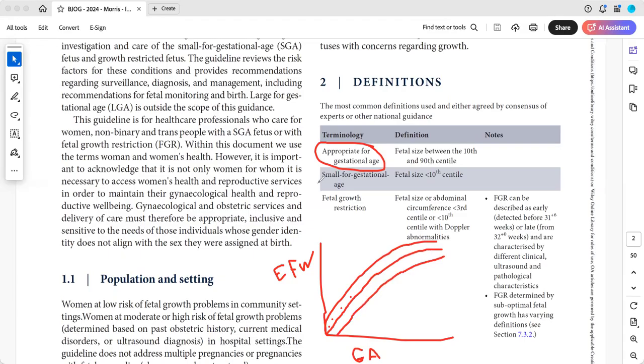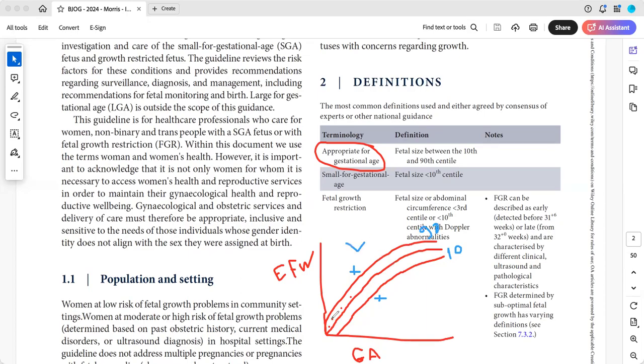So when you have a baby estimated to be below the 10th centile, let's say that this is the 10th centile, this baby, since it's below the 10th centile, is small for gestational age. That baby is small, okay? A baby more than the 90th centile, so this is the 90th centile, and I have a baby more than the 90th centile, this baby is large, yes.